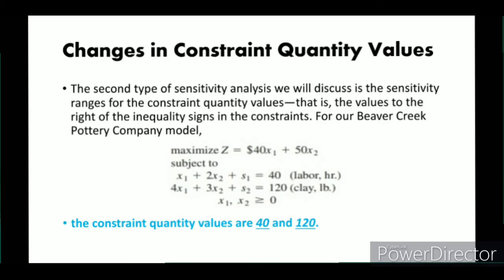However, the important consideration in this type of sensitivity analysis is that the solution mix, including slack variables, did not change, even though the values of x sub 1 and x sub 2 did change. The focus of sensitivity analysis for constraint quantity values is to determine the range over which the constraint quantity values can change without changing the solution variable mix, specifically including the slack variables.